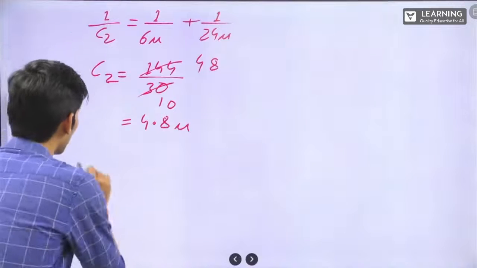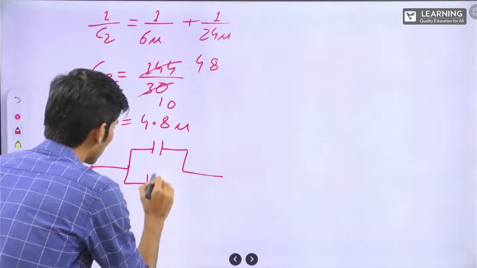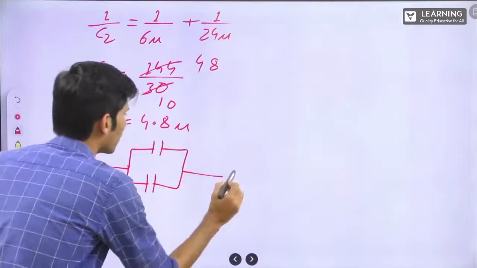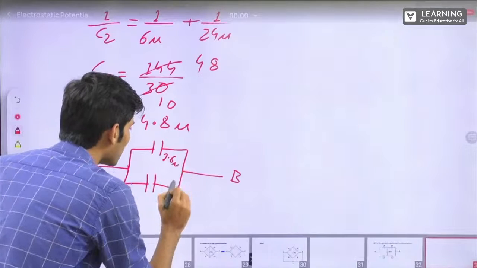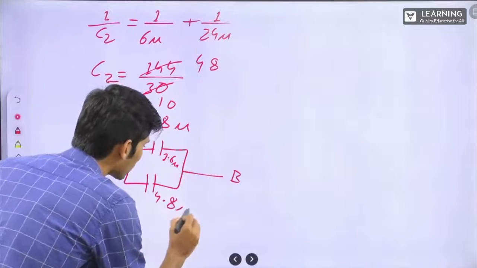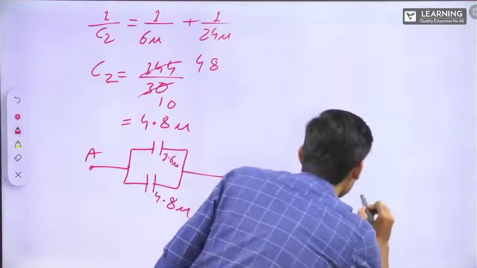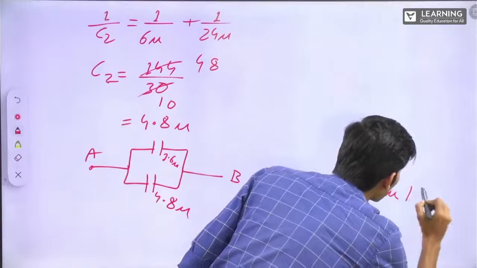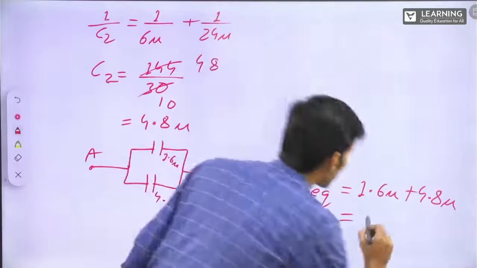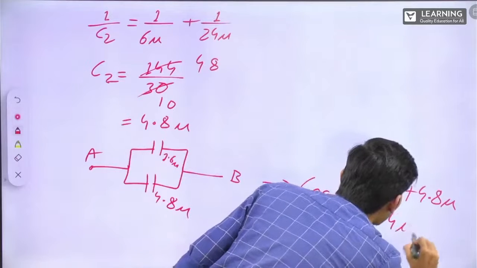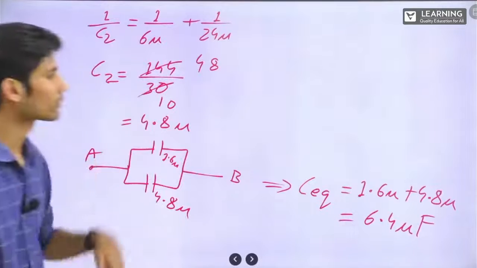So now the connection is like this. A, B. This is 1.6. This is 4.8. So finally what we'll get? C equivalent is equal to 1.6 plus 4.8. That is equal to 6.4 microfarad. Clear? Easy? Note it down.